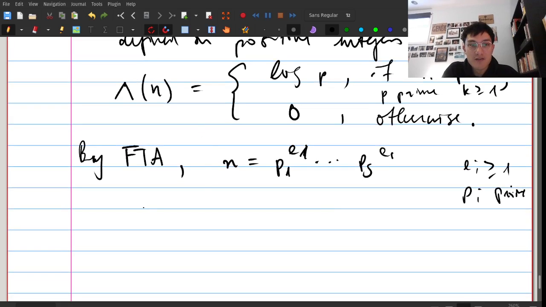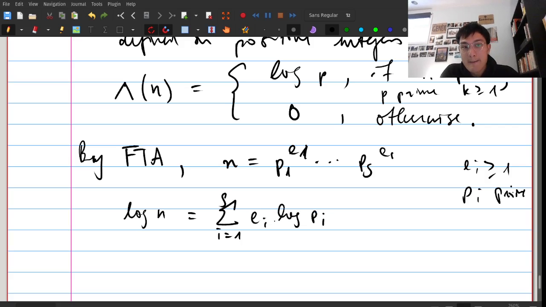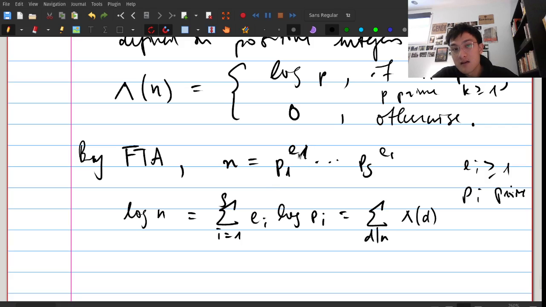Every number can be factored into a product of primes. But if you take the log of both sides, you get log n equals, this used to be a product, but when you take a log, you get a sum from i equals 1 to s of e_i log p_i. And if you stare at this long enough, you'll realize that this is just the sum over all d dividing n of the von Mangoldt function of d. Because each of these are prime powers, and every time you run over a d that is a prime power, you'll get a log p_i added to it.